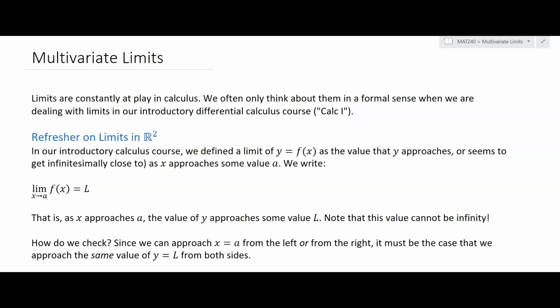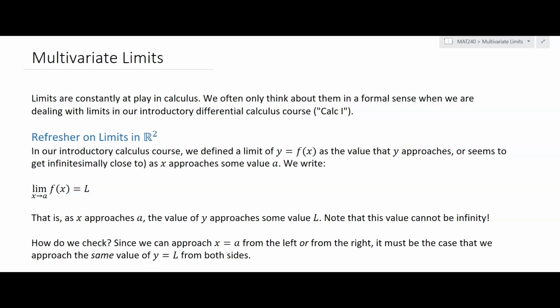So limits are always at play because when we take derivatives, when we take integrals, we're naturally making the assumption that the function is continuous. And when we're working with calculus, we're often making just these assumptions about limits existing and continuity, and we take that for granted often because not all limits exist, and if they don't, we can get into some trouble.